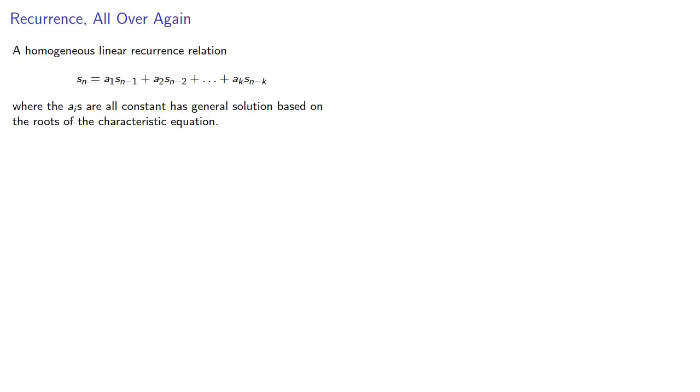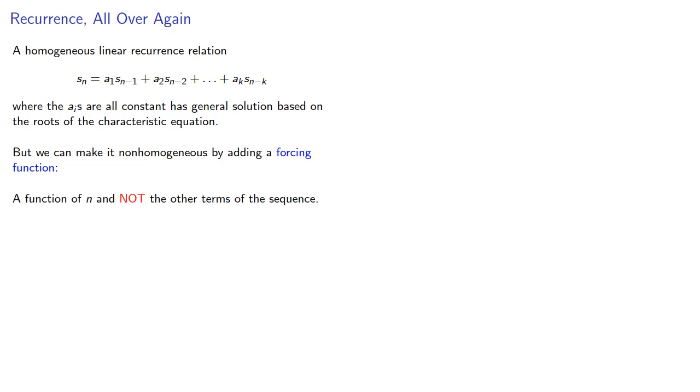A homogeneous linear recurrence relation, where all the a_i's are constant, has a general solution based on the roots of the characteristic equation. But we can make it non-homogeneous by adding a forcing function, a function of n and not the other terms of the sequence.